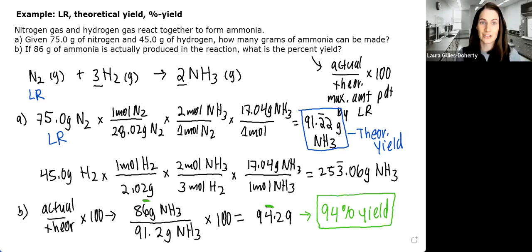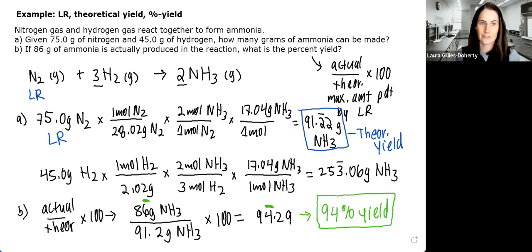Maybe you don't perfectly transfer all of your nitrogen or hydrogen into the reaction vessel to start the reaction. So if you start out with a little bit less reactant than you calculated, it's going to make the product amount that you generate go down. Or if we had to somehow filter or separate the product to weigh it, there can be losses there as well. So we end up with a 94% yield.